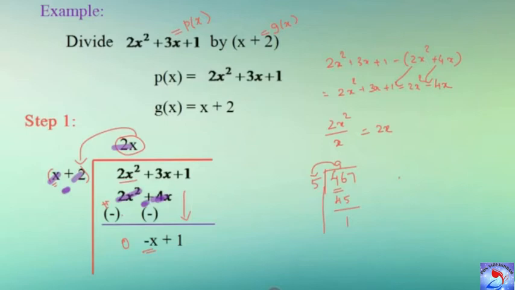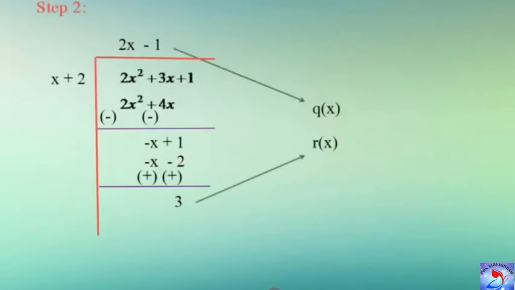Now, can we stop here? Let us see whether we can stop here or not. You can see the remainder what you have got now is a linear polynomial and your divisor is also a linear polynomial. So when the degrees are the same, you can still proceed with your long division. So let's continue the long division like this here.